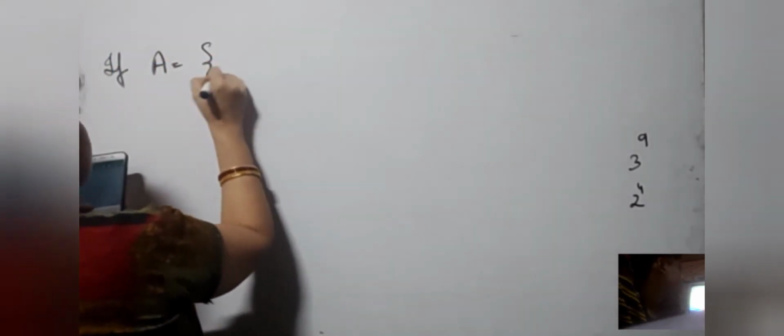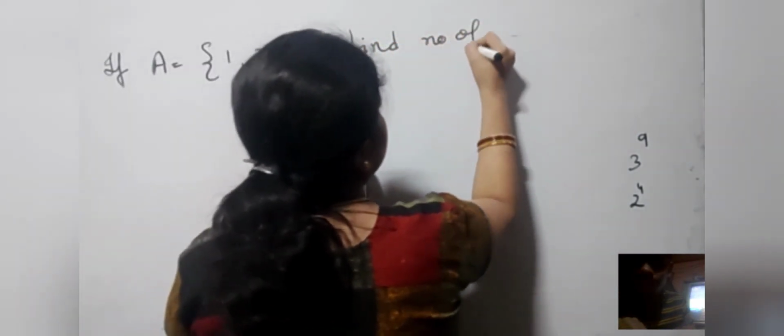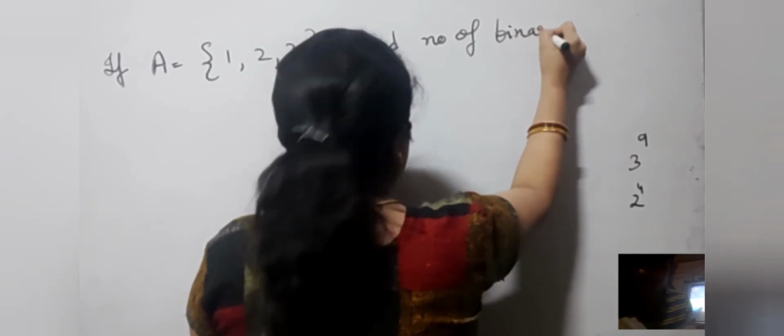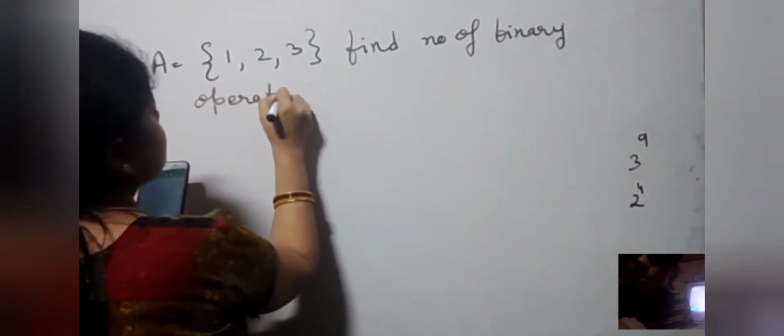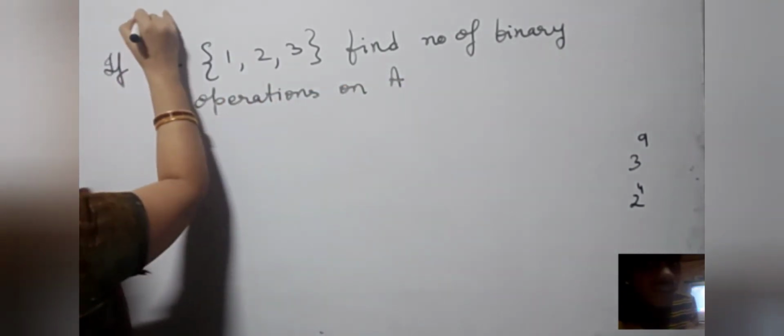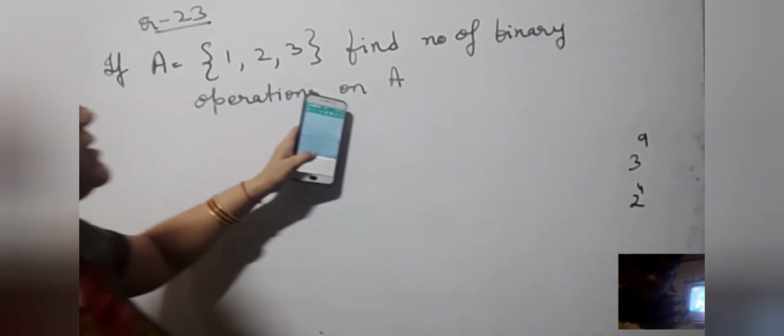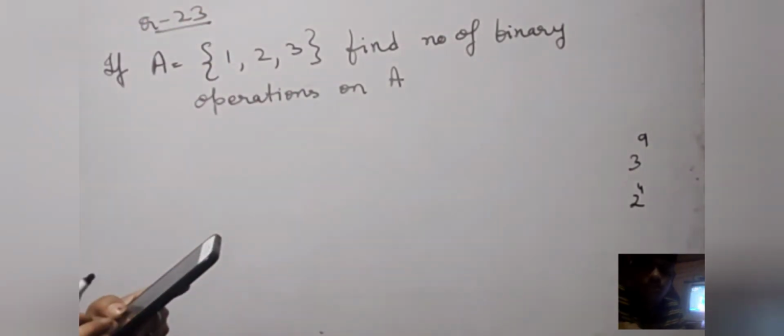The question is, if A is equal to {1, 2, 3}, find the number of binary operations on A. Question number 23. 22 is also there. It is based on this same method, but I have taken the 23. Okay.